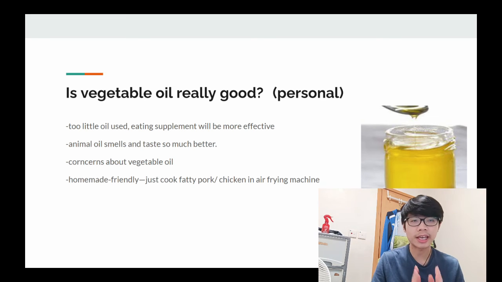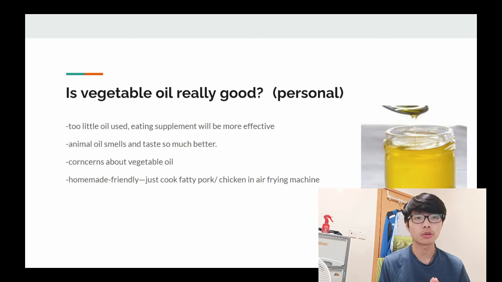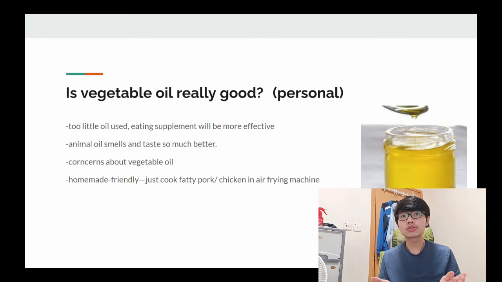So I prefer taste. Animal oil generally tastes better in my point of view. When they are cold, it smells so much better and tastes much better than vegetable oil. That's of course also due to the fact that I'm a meat eater.